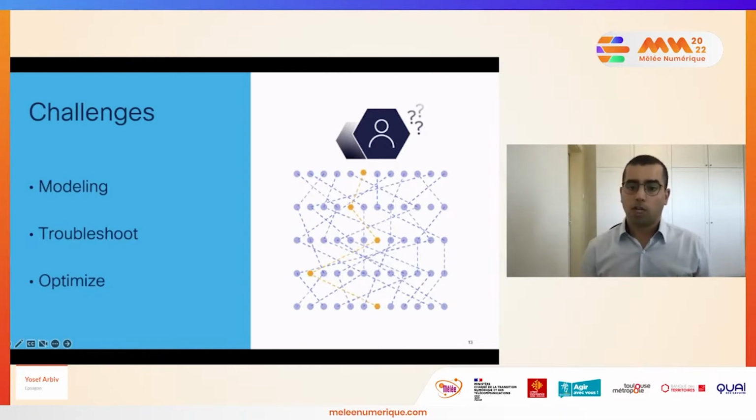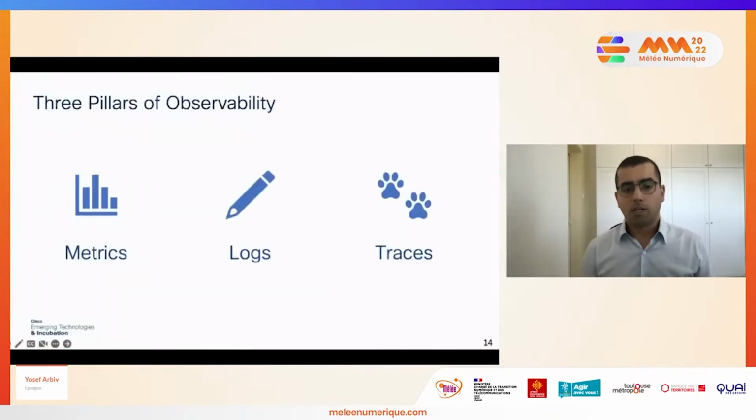In order to deal with those challenges, we have the three pillars of observability. We have metrics, logs, and traces. Metrics tell us what is happening inside our system. Logs tell us why certain behavior is happening inside our system, and traces tell us where it happens inside our system. So let's take a deeper look into each one of those signals.